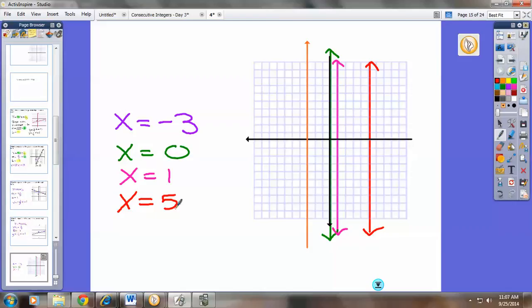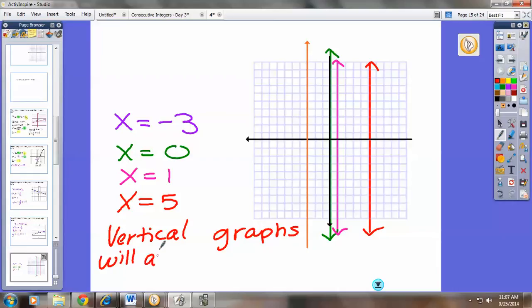So what kind of rule can we make if we have a vertical line that goes up and down? What kind of rule can we make for our equation? What can we say? It's always going to be what? X equals. We have a vertical line. We have a vertical graph. Vertical graphs will always be x equals something. And if it goes up and down, it's always going to be x equals something.